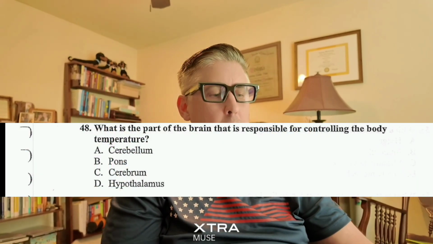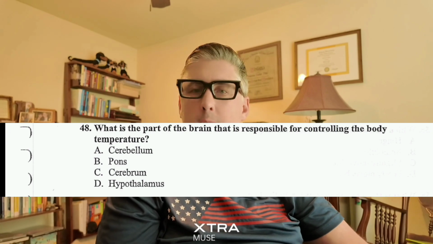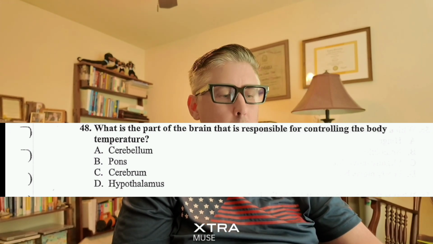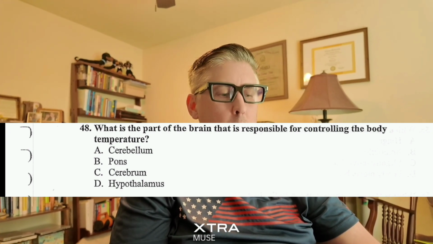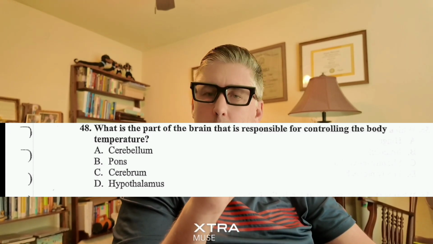Next question, we'll put it up on the screen. What is the part of the brain that is responsible for controlling the body's temperature? Is it your cerebellum, your pons, your cerebrum, or what do you think? The hypothalamus. Your thalamus is right in the middle of your brain. It's kind of like the router sending signals out. Right below there is the hypothalamus. Yes, that has a lot to do with controlling temperature in your body. Thermoregulation. Look that word up. In this case, D was hypothalamus.